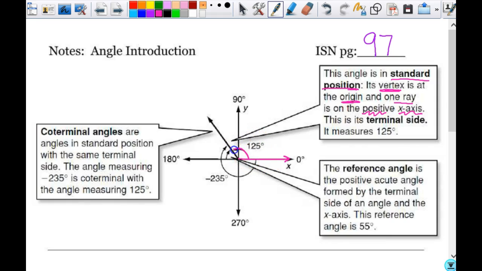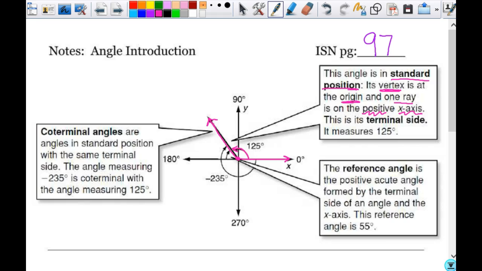So this angle opens up this way. See this little arrow here? Your vertex is at the center. One ray is on the positive x-axis. So we start at 0, go around counterclockwise, and that makes this angle right here 125 degrees. It's in standard position because one of the sides is on the positive x-axis. The other one's over here. We all good on that?